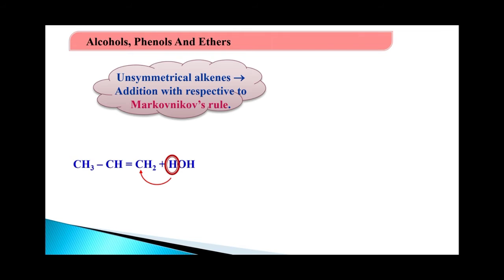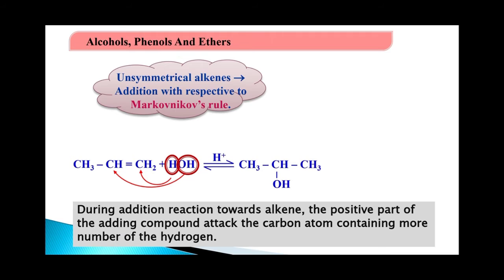When H has attacked CH2, OH has to attack the CH to give rise to the product CH3 CHOH CH3. During the addition reaction to the alkene, the positive part of the adding compound attacks the carbon atom containing more number of hydrogens, that is Markovnikov's rule. Remember this one. If you look at the nature of the product which is formed, it is always secondary.